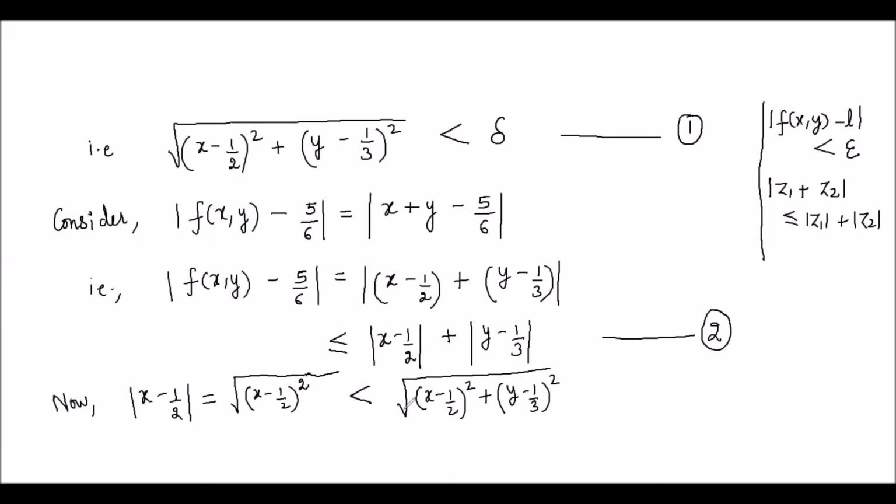Now if we see equation 1, we have this as less than delta. So what we get is mod of x minus 1 by 2 is less than delta. Let us name this as equation number 3.